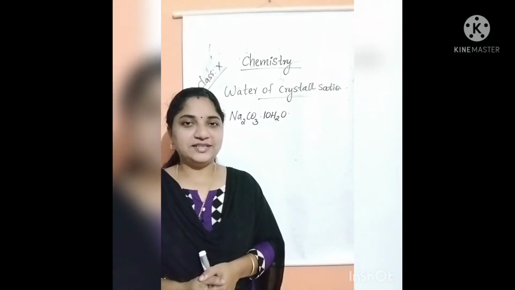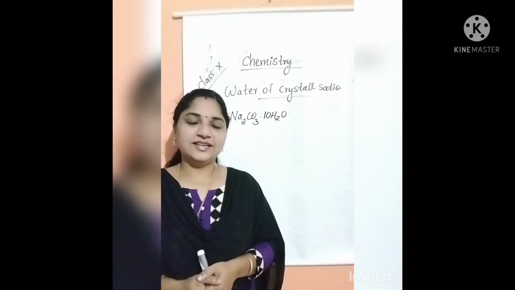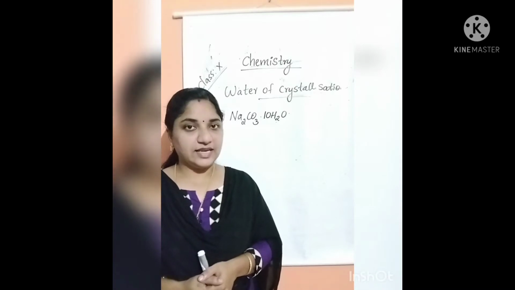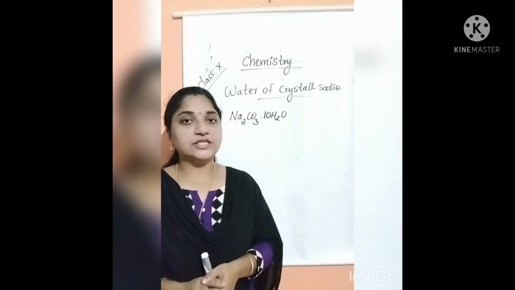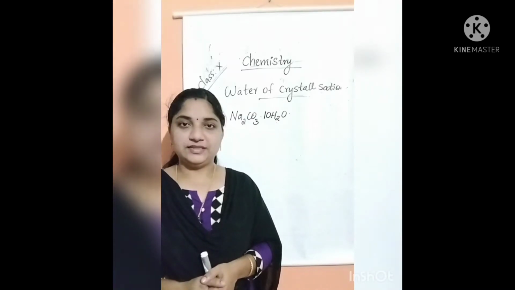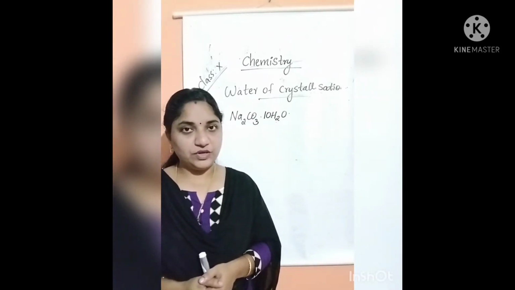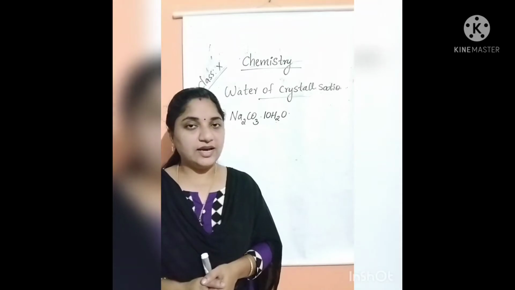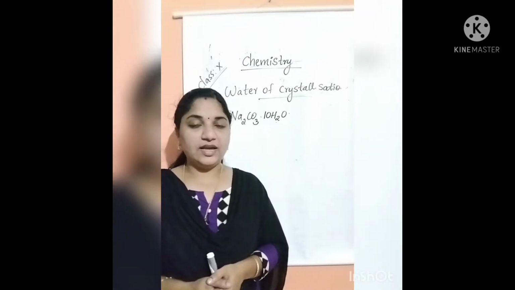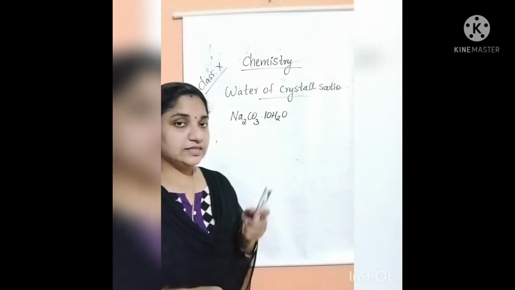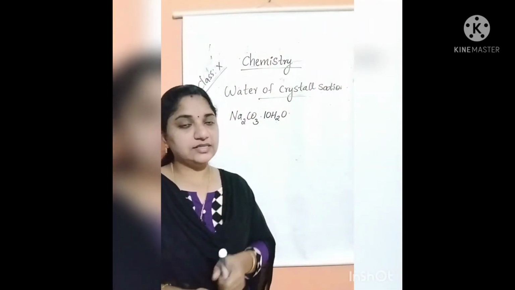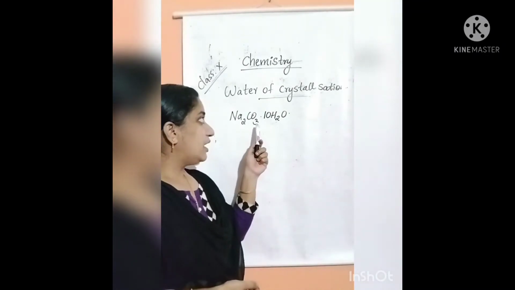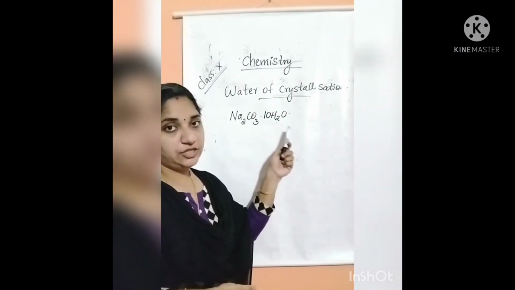Hi children, good morning. We have learned that the chemicals that are produced from sodium chloride are bleaching powder, baking soda and washing soda. I wrote the chemical formula of washing soda as sodium carbonate 10H2O.